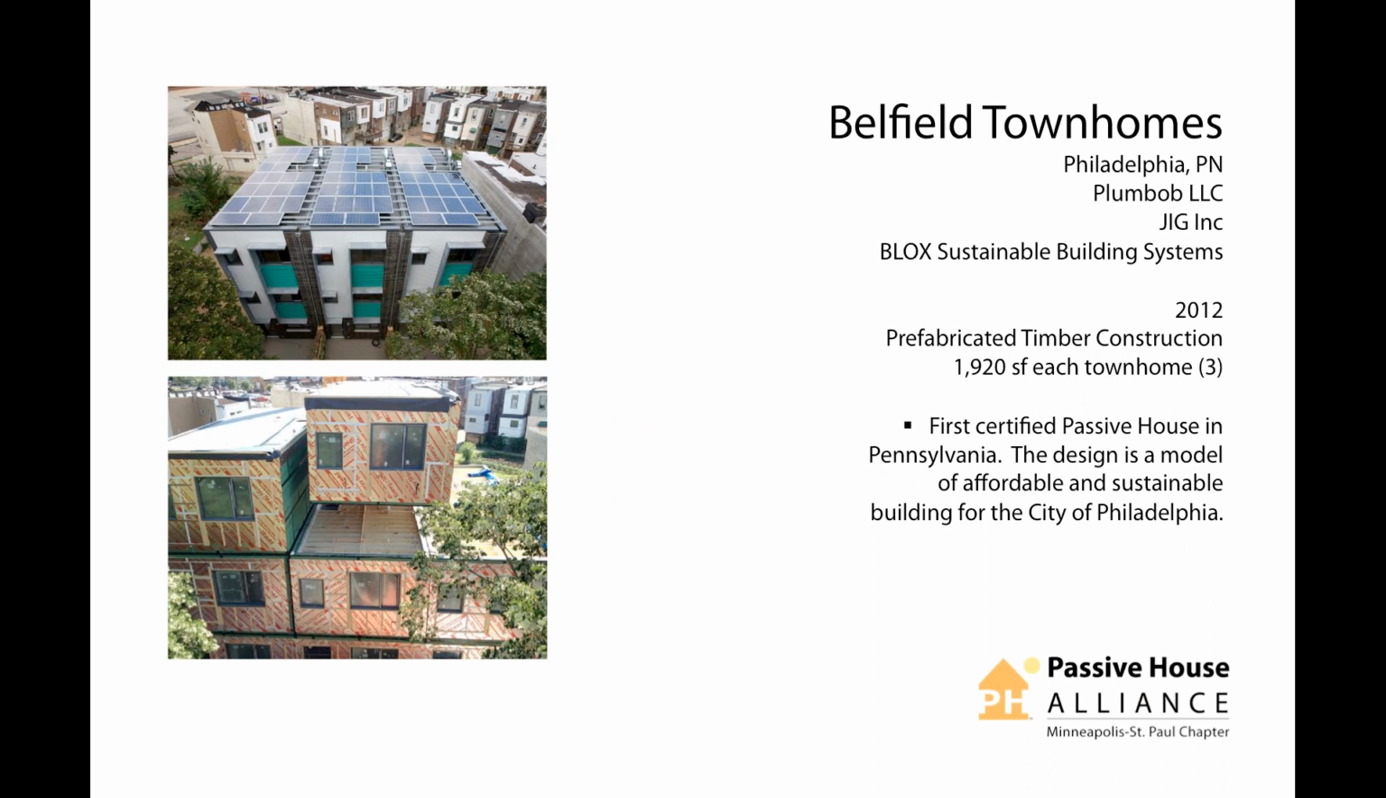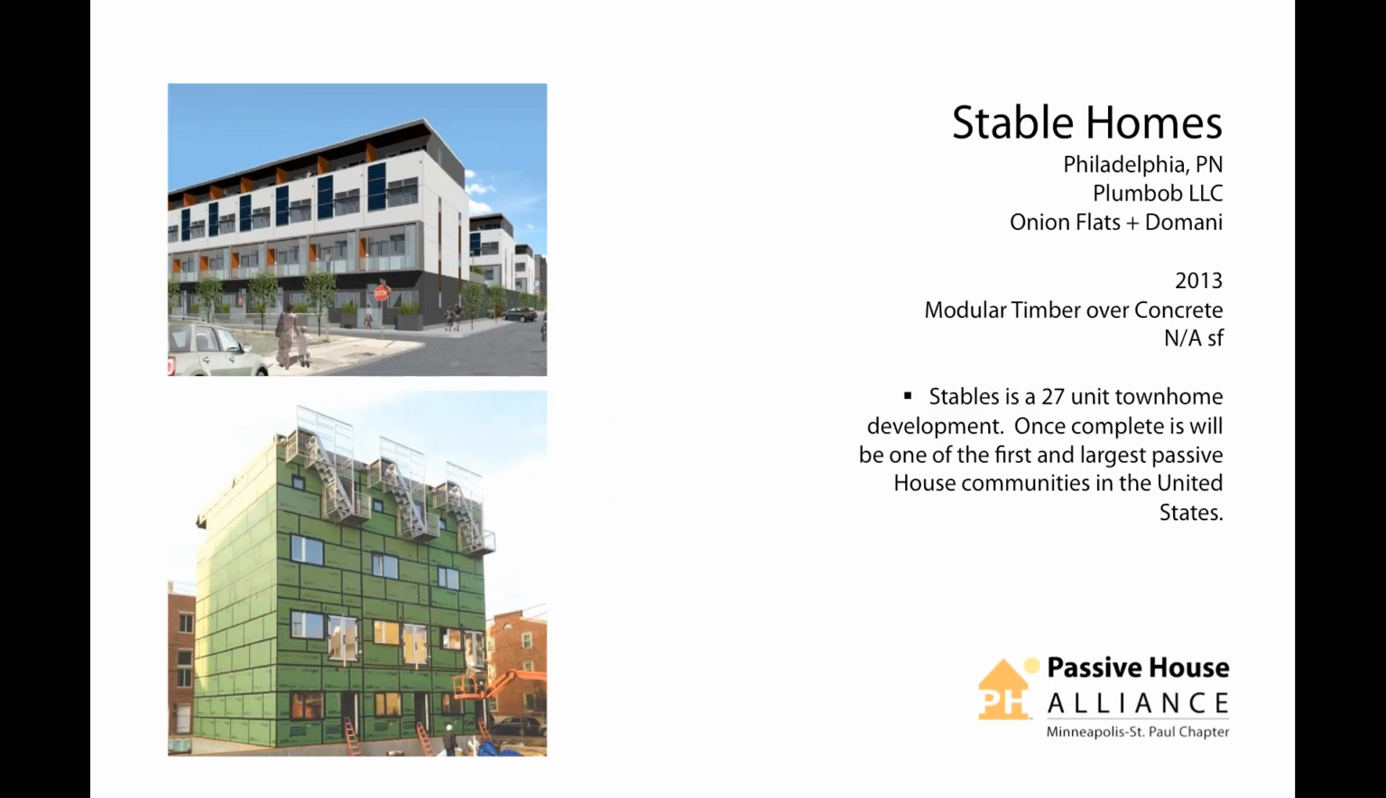And the next few homes are done by Plumbob out of Philadelphia. These are three row houses, and they were constructed in a factory, prefabricated modules stacked up to create these row homes. I think each one, yeah, it says 1920 square feet for each. So the scale is moving up here. That same company has a work in development for a 27 unit townhome design here, and they have three of them built there. And as you can see, I think they're about three or four stories tall.